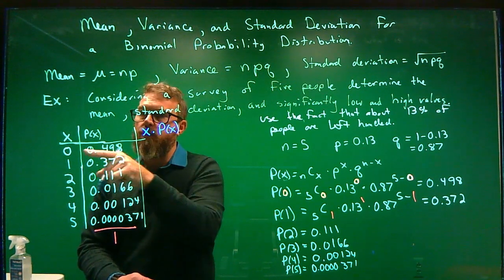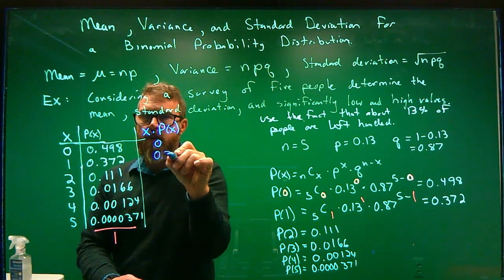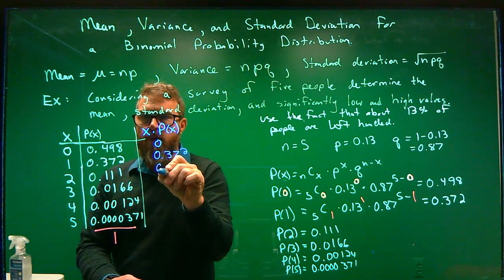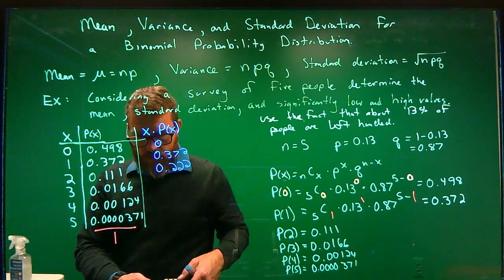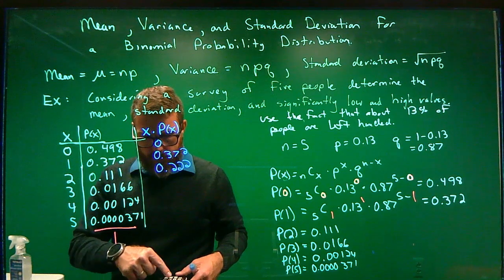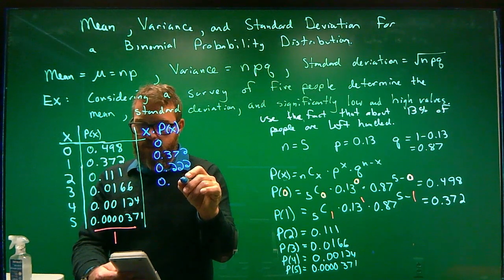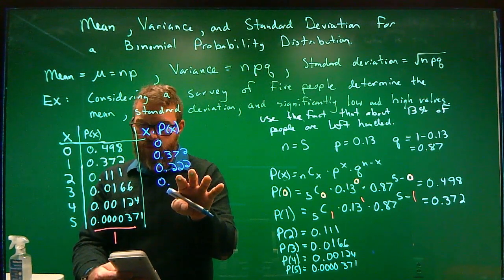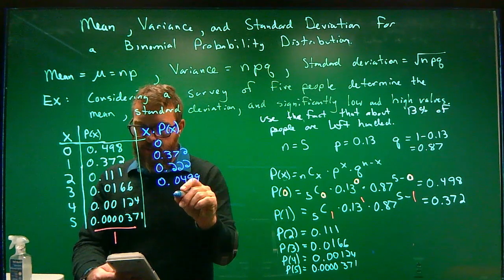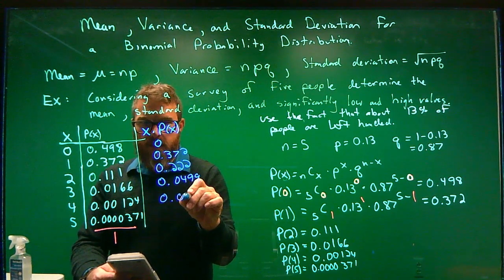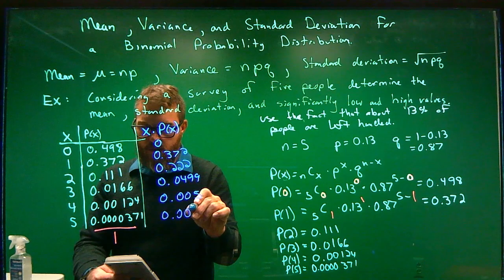So the first one is 0 times this, which is going to be 0. 1 times this p of x is going to be 0.372. 2 times 0.11 is going to be 0.222. And then 3, and so on. So what I'm going to get is 0.222, 0.40499, 0.005. I've done it in my calculator, so I've run out of room, and this is going to be 0.00019.